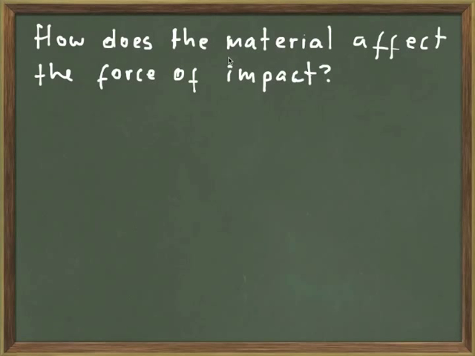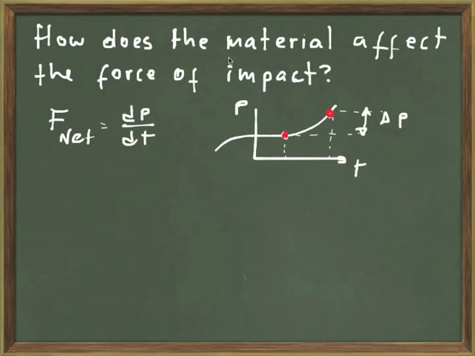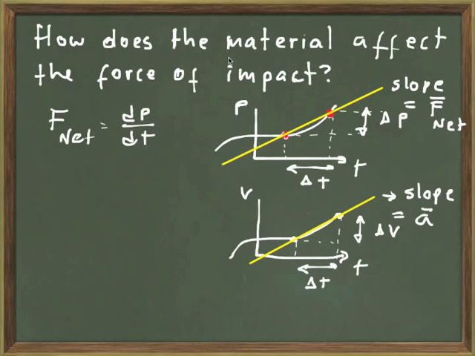In the previous video, we considered the effect of the initial momentum on the force of impact of a ball when it hits you. In this one, we want to take a look at how the material the ball is made of affects the force of impact. During the impact with the ball, you can say that the average force is just the change in momentum divided by the change in time.